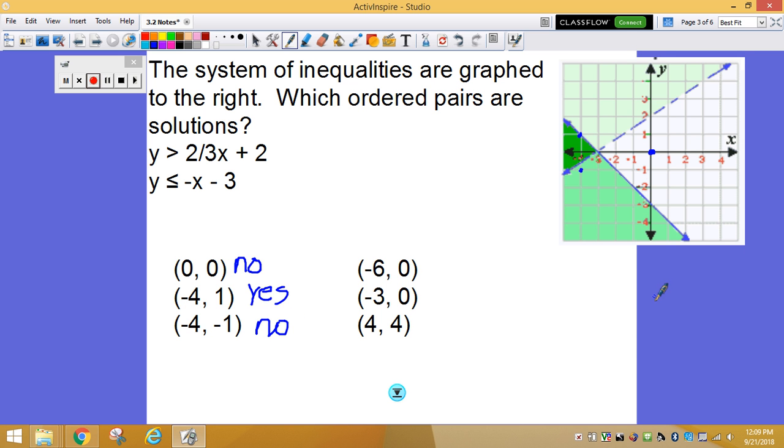Negative 6, 0 is going to be 4, 5, 6, here. Would this be in that dark green area if we extended it? Yes, it would. Negative 3, 0 is right here. Now, it's on both, on the dashed and the solid. So it's going to be a yes. If it's on the solid line, that trumps everything. Yes, that is going to be a solution. And last, the ordered pair 4, 4 is up here. That's not even close to being in the green area, so no.